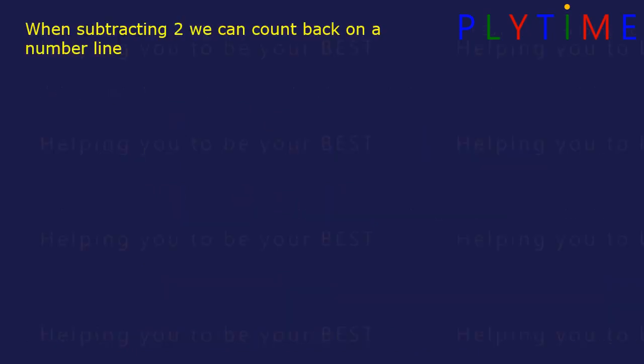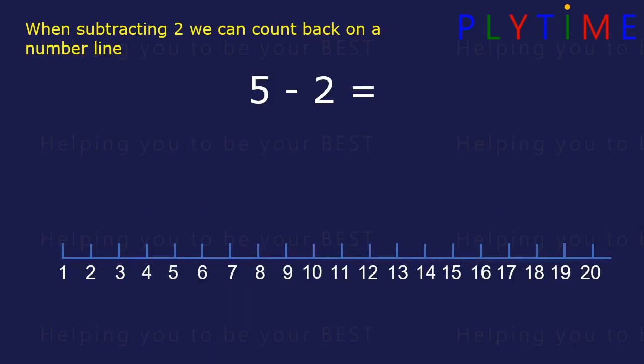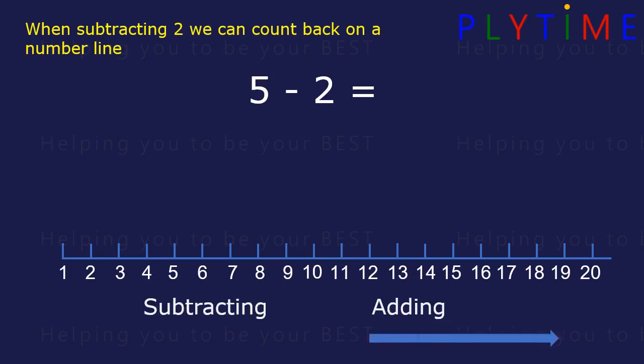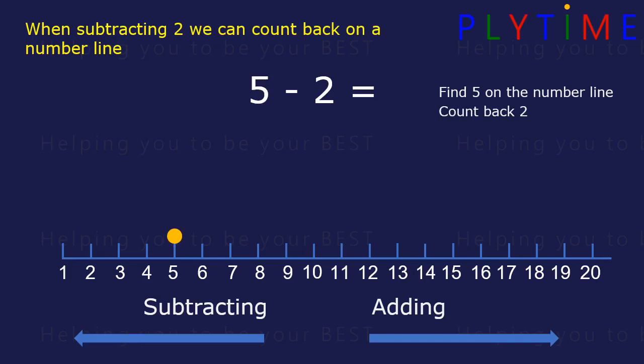When we're subtracting 2, we can count back on a number line. 5 minus 2. Adding, we go this way to the right, and subtracting, we move to the left. So find 5 on the number line here, and then count back. 1, 2. We land on 3, so 5 minus 2 equals 3.